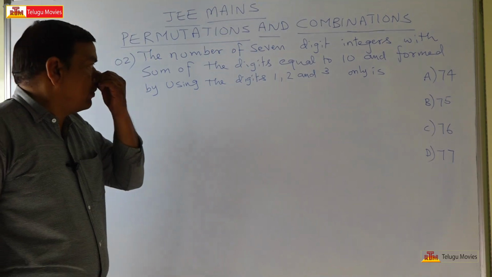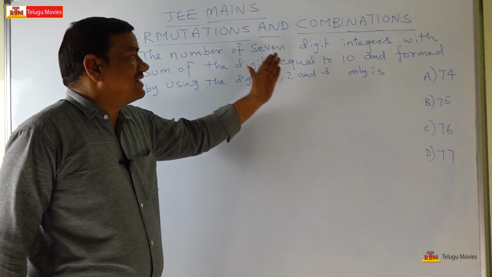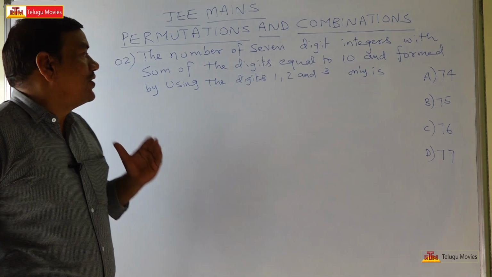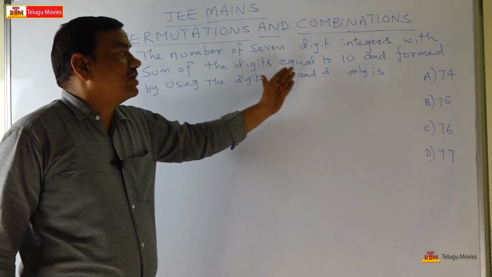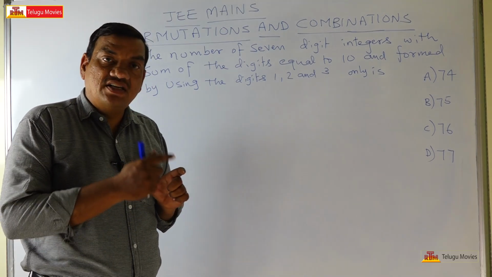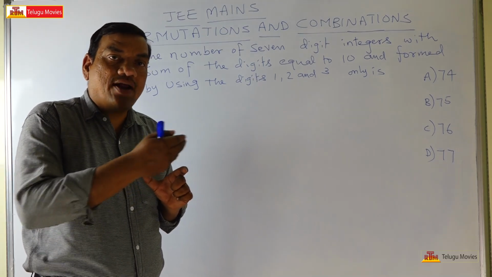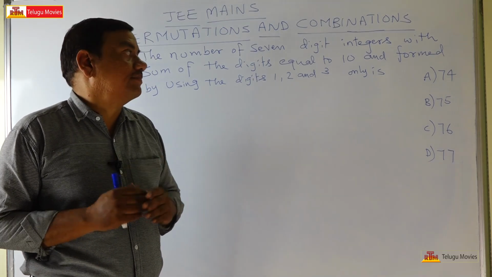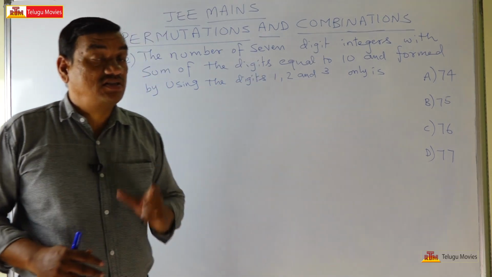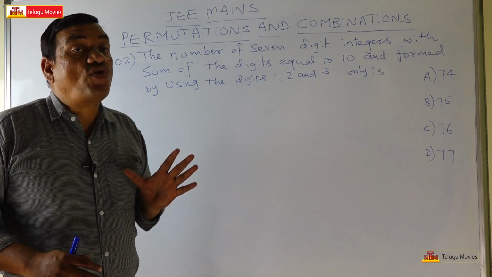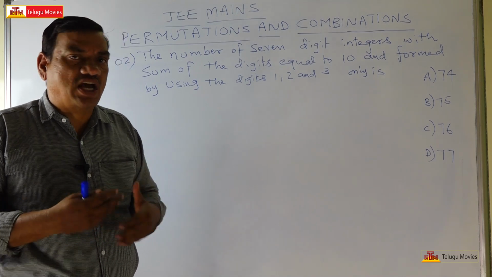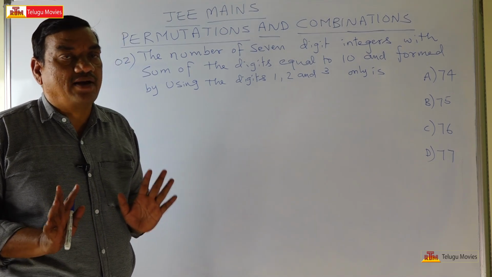Today's second problem is the number of 7-digit integers with the sum of the digits equal to 10. If you add all the digits of the 7-digit number, the sum should be 10. And it is formed using only the digits 1, 2 and 3, with repetition allowed. You can repeat the digits.